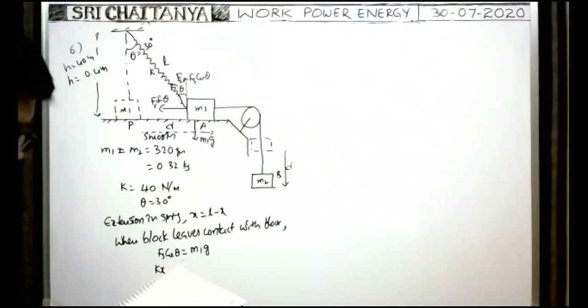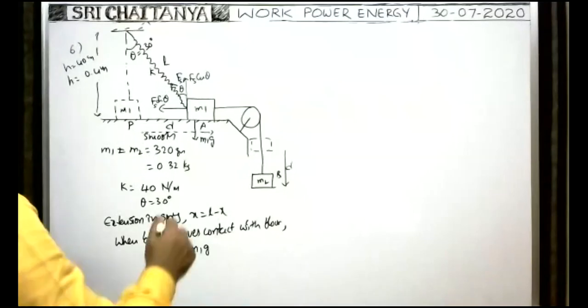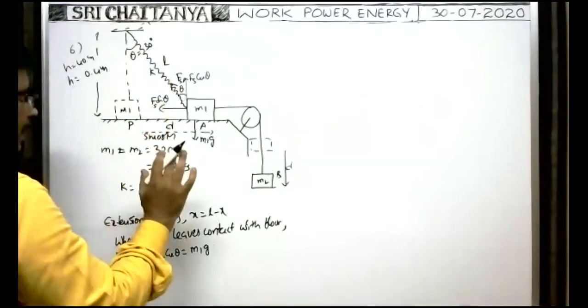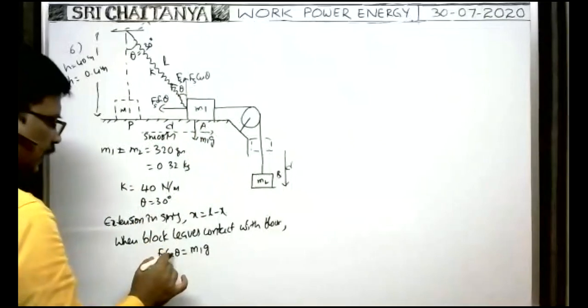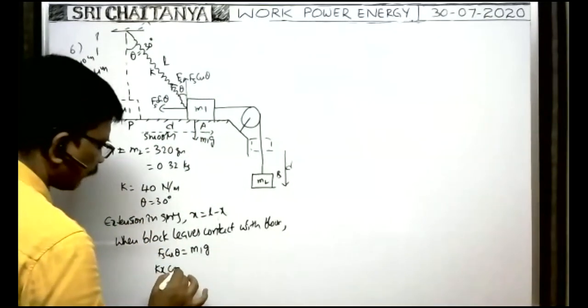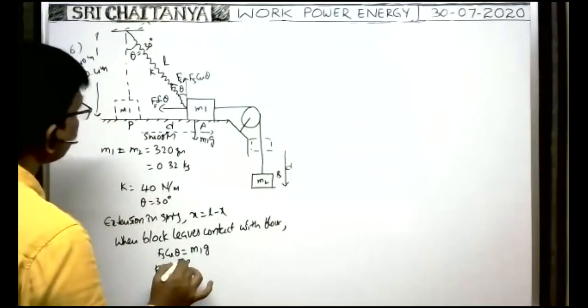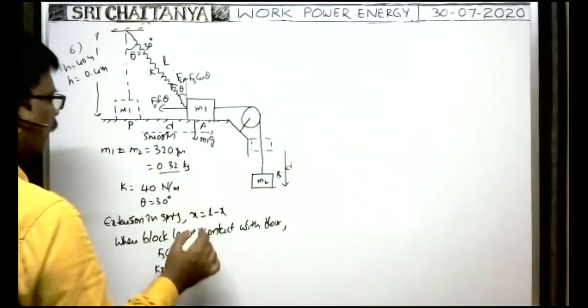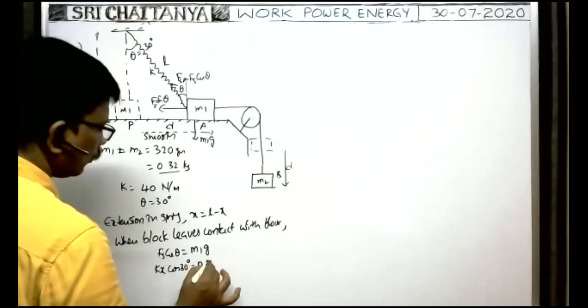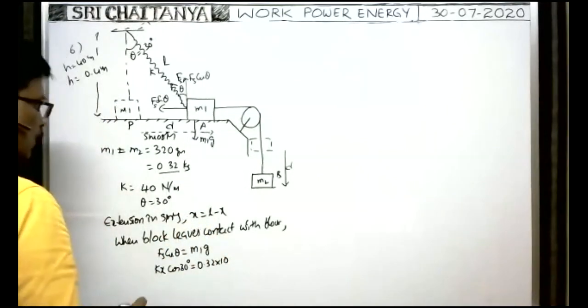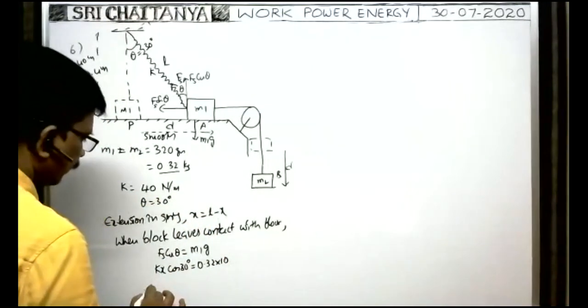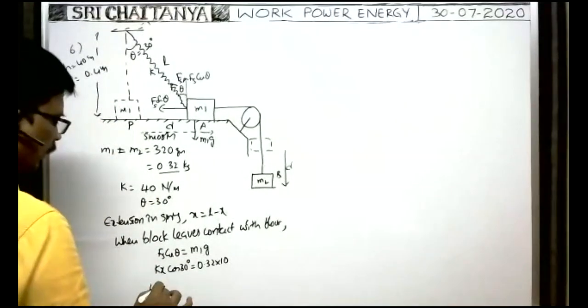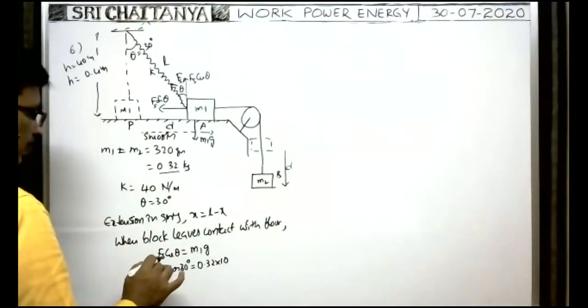Find the velocity of the block at the instant when it breaks off the surface below it. So whenever theta is equal to 30 degrees, at that time the block is ready to leave. That's why theta is equal to 30, so cos 30 is equal to M1. M1 means 0.32 kg now. So 0.32 into g, g means 10. The k value is also given. We substitute here k, 40, into x.